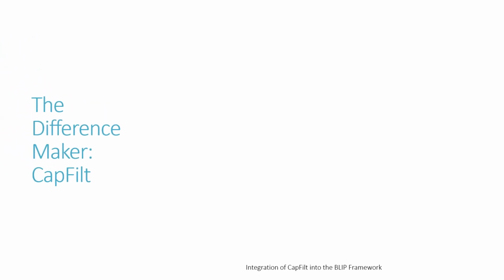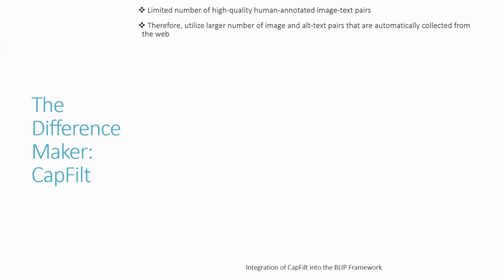Now we come to the focal point and difference maker of BLIP, CapFilt. Owing to the time and money constraints, there exists a limited number of high-quality human annotated image-text pairs. An alternative to manual labeling is to utilize a larger number of image and alt text pairs that are automatically collected from the web. However, these alt texts often may not accurately describe the visual content of the images, making them a noisy signal that is suboptimal for learning visual language alignment. Here's where CapFilt comes into play.